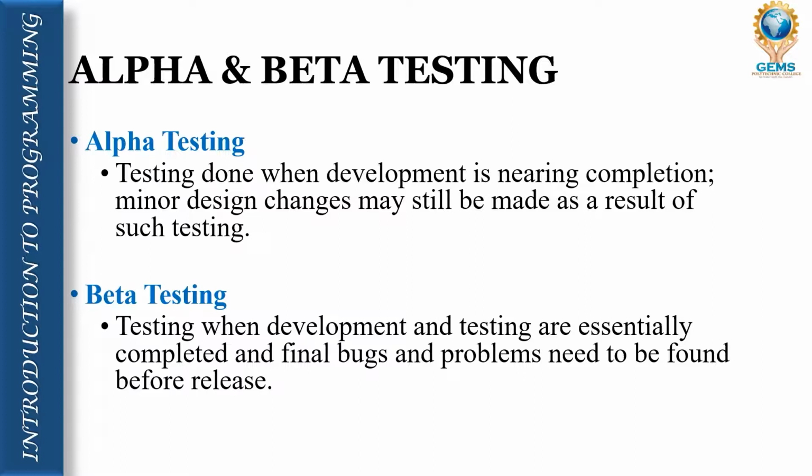Now alpha testing and beta testing. Alpha testing is done just before our software is about to be completed. That means in alpha testing the developers are allowed to make minor changes in the design. But beta testing is done once our software is completely developed and about to go to the market. Before that, we perform the beta testing to just find out the bugs or any errors in the software. And this is a very essential testing in the software field.